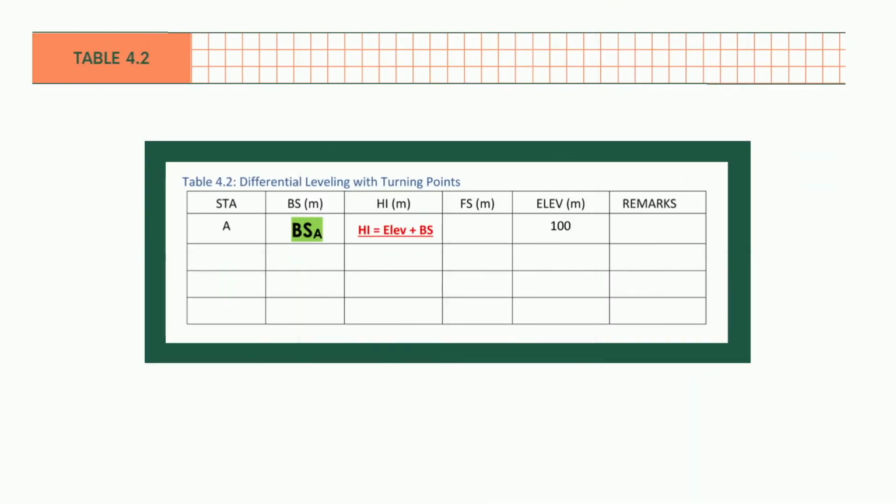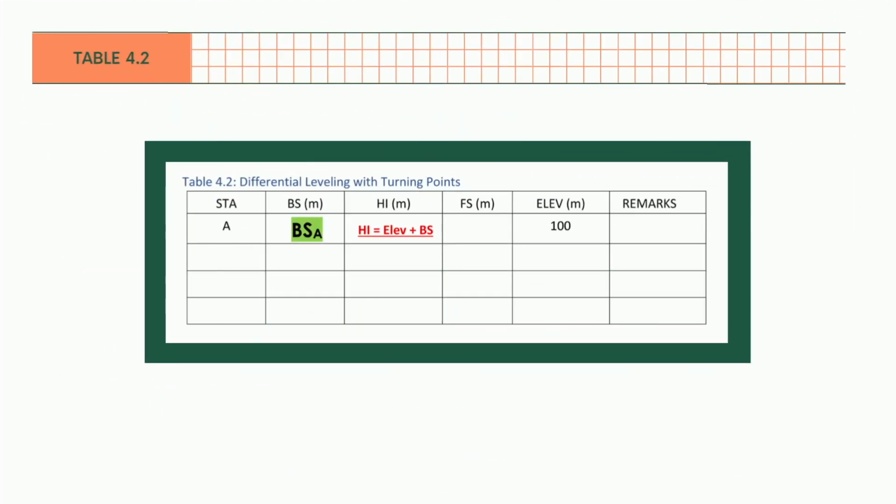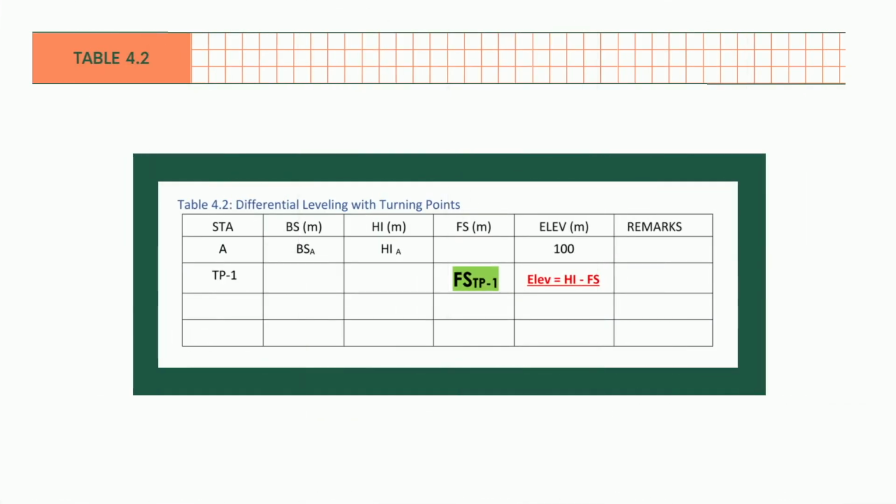We already have the reading of our backsight in point A from step 4, so we can put it here in this box. We can now simply compute the height of the instrument or the HI. Just add the elevation to the backsight reading. Then in step 7, we already have our foresight reading in TP1, which we can put here in this box. We can now calculate our new elevation. Simply subtract the foresight or the FS from the height of the instrument or the HI.